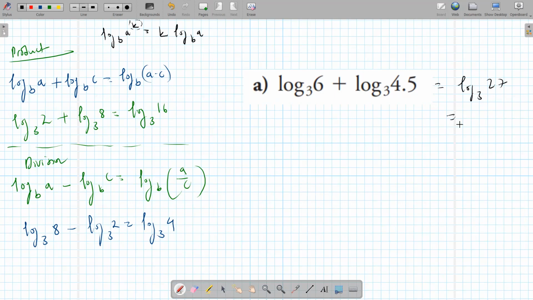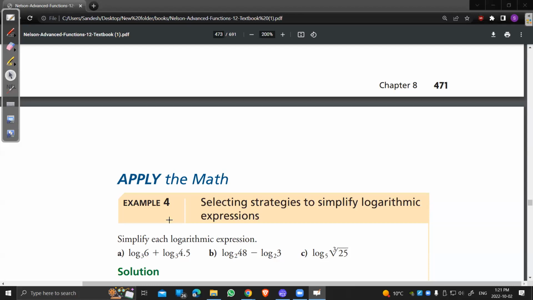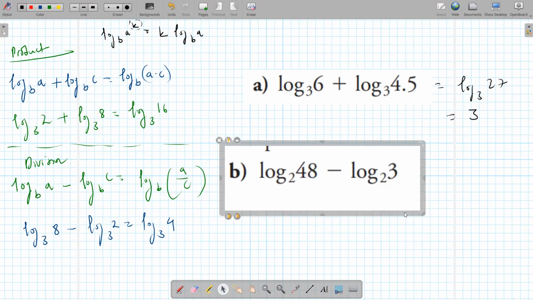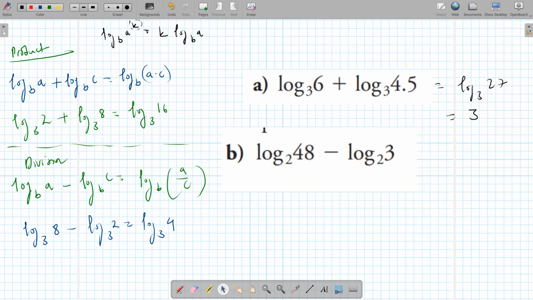3 to the power of something is 27. 3 to the power of 3. Yeah, so the answer here, log base 3 of 27, just simply evaluates to 3. Because 3 to the power of 3 is 27. Right? You understand that? I know you do. Okay, B. What do you think the answer to this is?